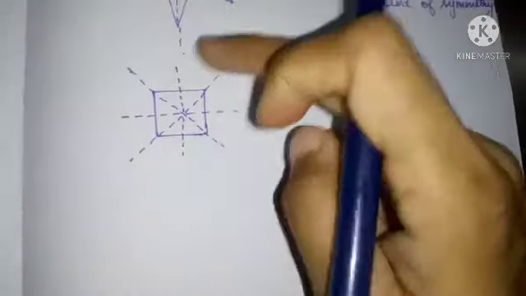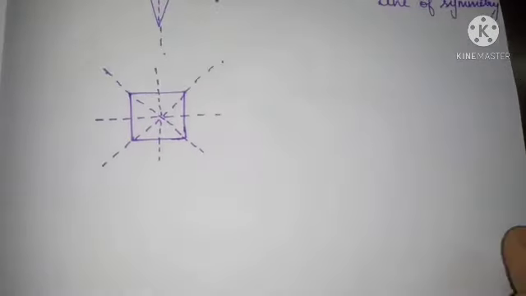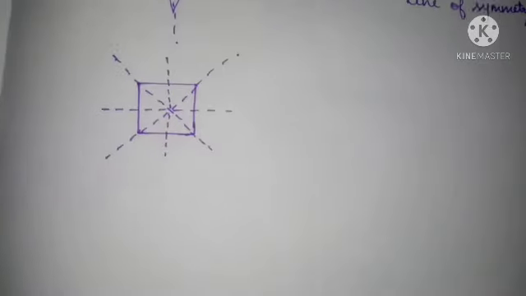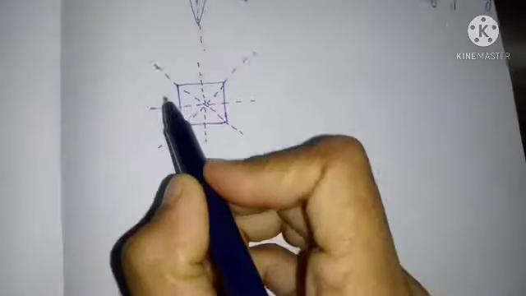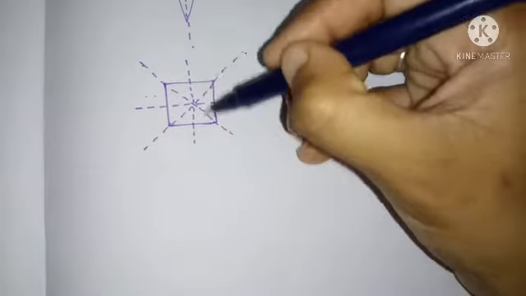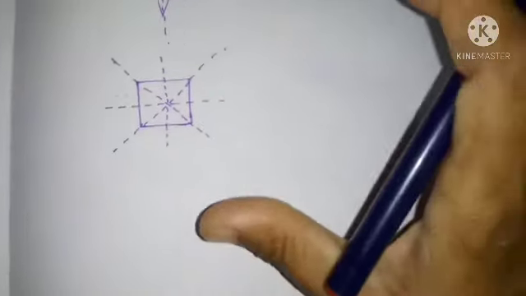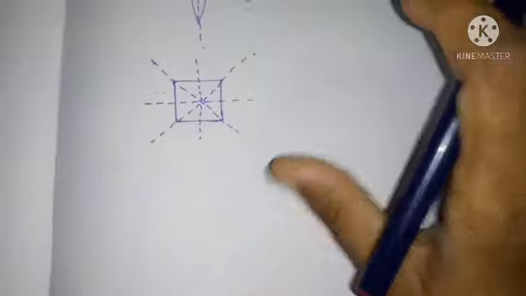Fourth line I have drawn. 1, 2, 3, 4. 4 lines I have drawn. Any lines you can draw above this? No. If I draw above this, listen. If I draw here somewhere, it is not symmetrical. If I draw like here, it is not symmetrical. So this is the utmost lines you can draw to make that square symmetrical.